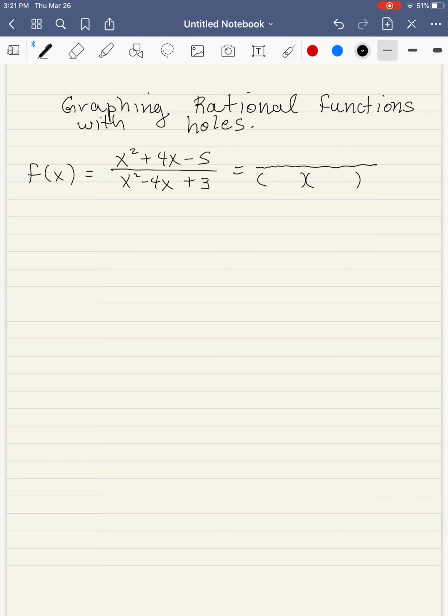These are both quadratics with no coefficient on the leading term. So we know we're going to have x and x, and we can find two numbers that multiply to give -5 and add to give +4. Then go ahead and factor the denominator as well. Take a few minutes and do that. Go ahead and stop the video if you need more time.